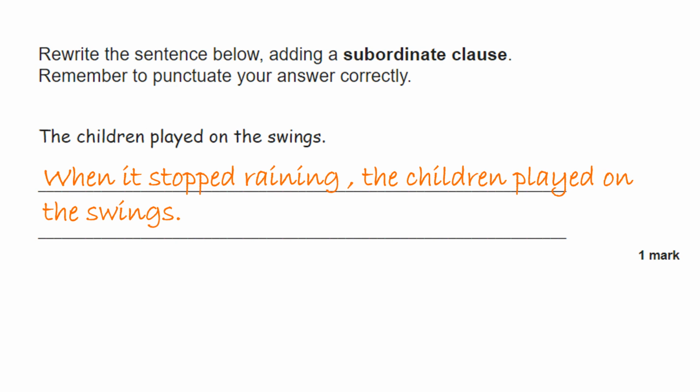Now I could have put that sentence the other way around, in which case I would have started with "The children played on the swings when it stopped raining." In that case, I wouldn't have needed a comma to separate, but I still would have needed to make sure that I started with a capital letter and a full stop.